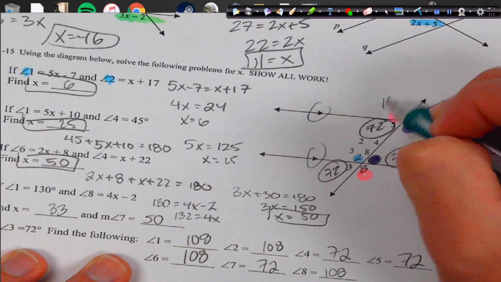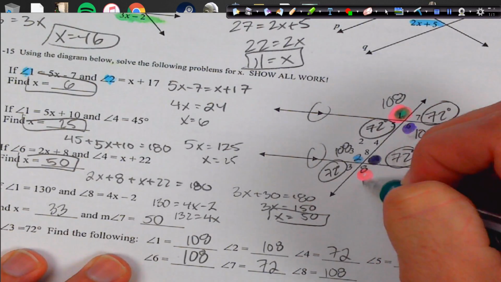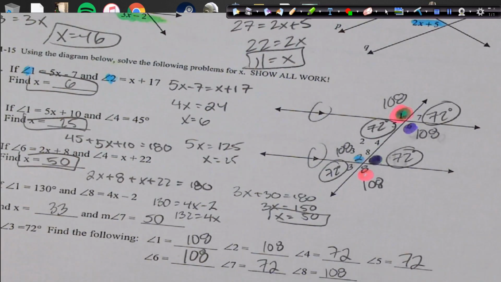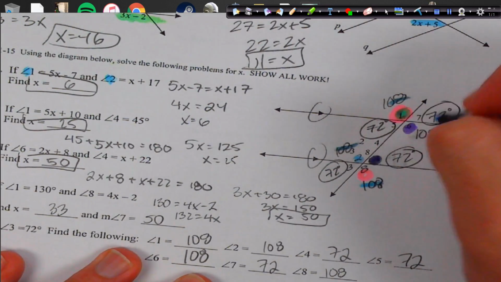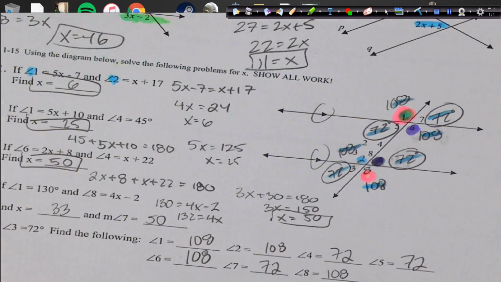Angle 1, 108. Angle 6, 108. Angle 2, 108. Angle 8, 108. We have a nice little picture of all of them right there. Okay, let's move it and groove it.